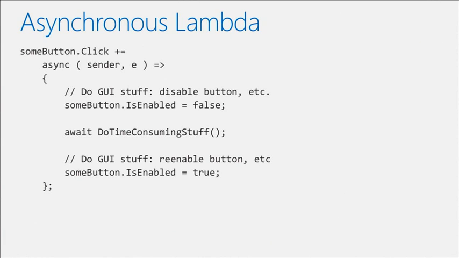You don't have to write a method, put it somewhere in your file, and then in your initialize routine say SumButton.Click plus equals that method. You put the code right there. It's all in one place. You can see it. You don't have to hunt through different places in the code to find it.